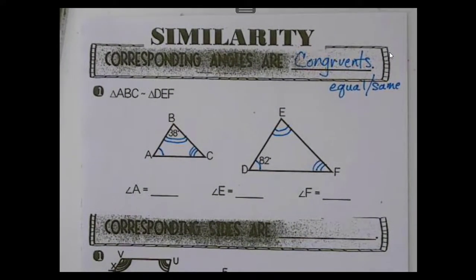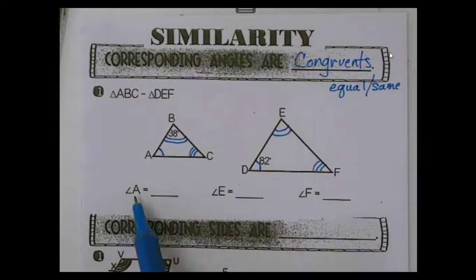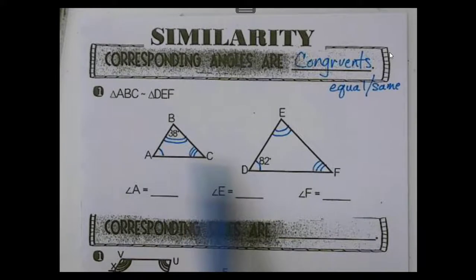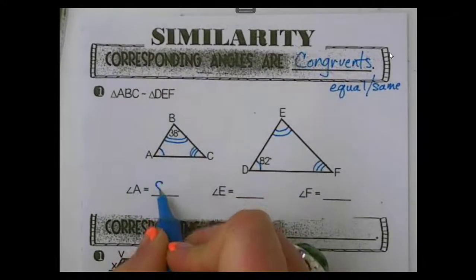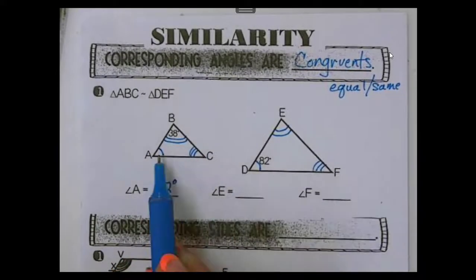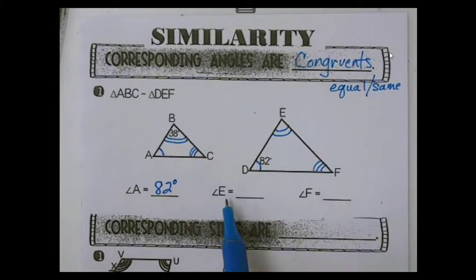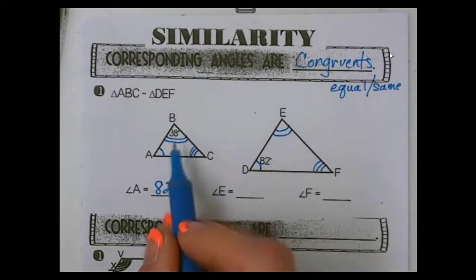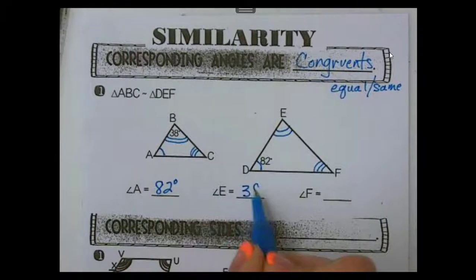So it says, well, hey, what is angle A going to be? Well, I know that it is corresponding with D and they're congruent. So now I know that A is going to be 82 degrees. All right, well, what about angle E? Well, angle E corresponds with B and they're congruent, 38 degrees.